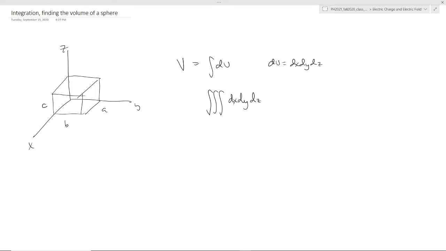And in the picture as I have it, in x we're going from 0 to a, 0 to b, 0 to c. And you can approach this one dimension at a time. Now this is basically the simplest example because the function that we're integrating is 1. But let me just do one dimension so you see.